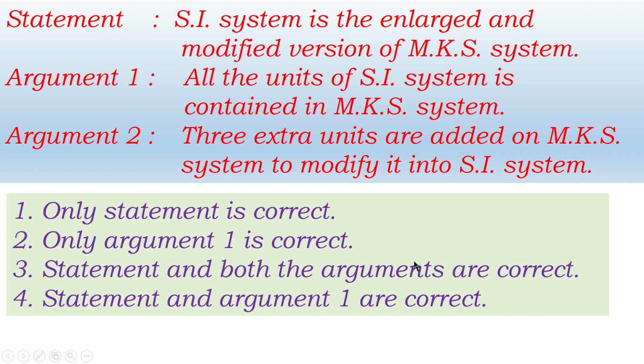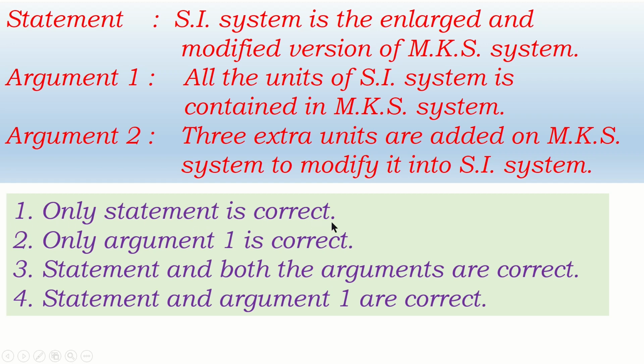Statement and both the arguments are correct. The statement is correct, as previously decided. Both the arguments are correct, it says, but argument 1 is incorrect. Just now we decided. That's why this option number 3 should be dropped. Now, only 1 exists till now. Now, let's talk about 4. Statement and argument 1 are correct. Is it? Look at this. The statement is correct. Argument 1, previously decided, is wrong. Till now, what exists? Just the first option exists. That's why we have to tick on this.